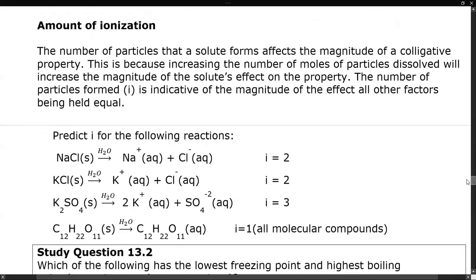So sodium chloride ionizes to form 2 particles, and so i is 2. Calcium chloride ionizes to form 3 particles, so i is 3. Potassium sulfate forms 3 particles because you have 2 potassiums there, so i is equal to 3. If I take sucrose in a solvent water, I just get aqueous sucrose, so i is 1 for all molecular compounds. So I get the biggest change in the boiling point for the potassium sulfate, since the i is the biggest, all other factors being equal.